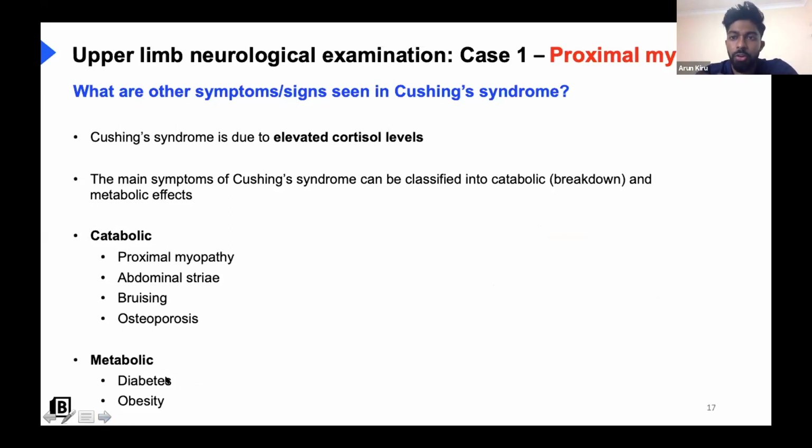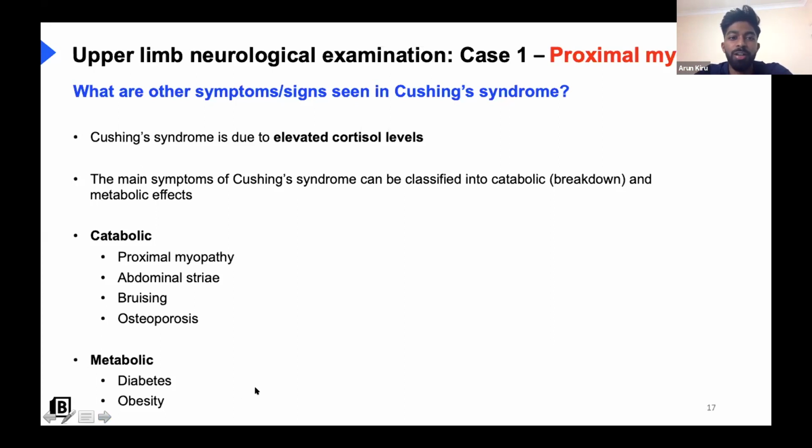Metabolic effects are from our increased glucose levels. Remember our gluconeogenesis. So we have all this extra glucose, what are we going to do with it? When they're diabetic, and these patients are going to become obese. So that's a really nice way to summarize causes and symptoms of Cushing syndrome. And hopefully that explains why we get these symptoms.